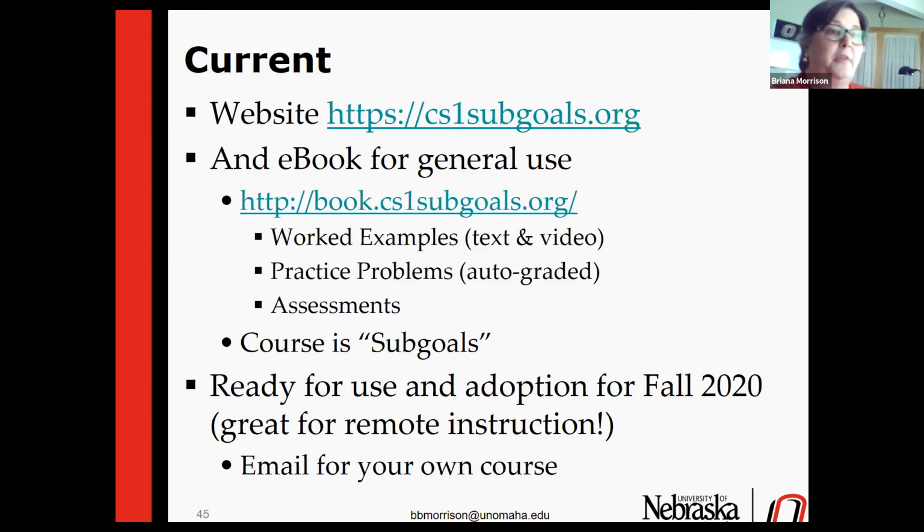If you want to sign up for this, the course that you need under the Runestone platform is called Subgoals with a capital S, and it is ready for use and adoption for fall 2020. I will plug that it's great for remote instruction. If you want your own course that you can follow through and grade your own students and have your own instructor dashboard, just email me and we can set you up for your own course, okay? And then I'll tell you that we have a bunch of future work, but that we'll get into that for the questions.